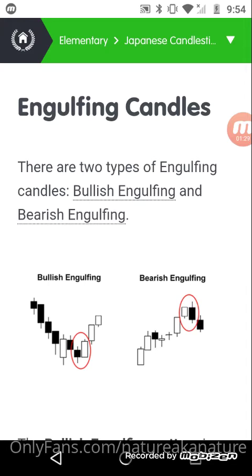So here is a downtrend. Here's a bullish engulfing pattern, meaning that the white is bigger than the black, or green is bigger than red for y'all. It's called engulfing because the second candlestick is engulfing the first candlestick. Same thing over here with the bearish engulfing, going down in an uptrend. You see the black is engulfing the white candlestick.